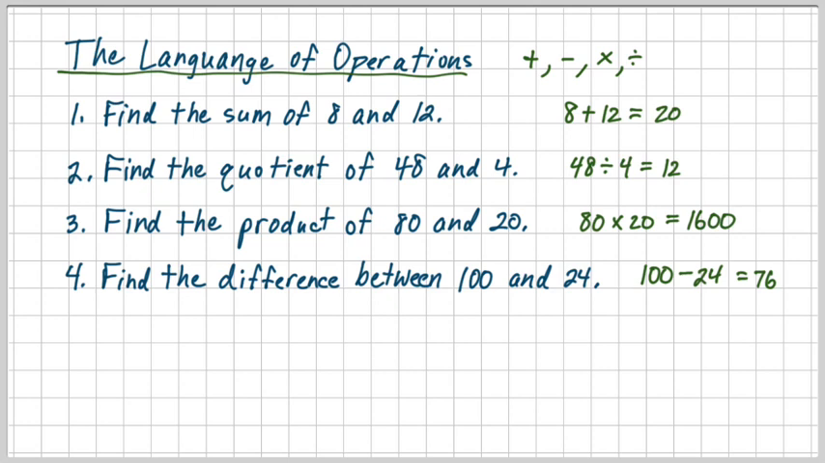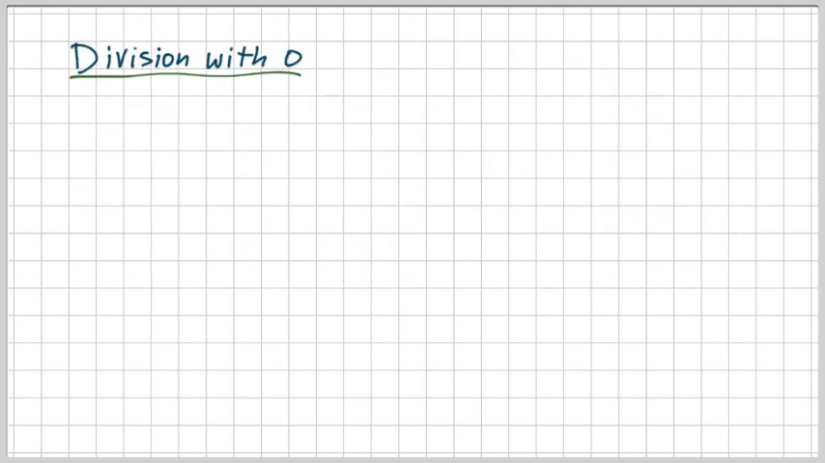And I do want to mention on number 3 with the product, if I had 20 times 80, I would still get 1600, so the order doesn't matter. But notice with the difference, the order definitely matters. The 100 has to be written first, and then the 24, because certainly 24 minus 100 would give you a different answer. You'd get a negative number. All right, let's move on.